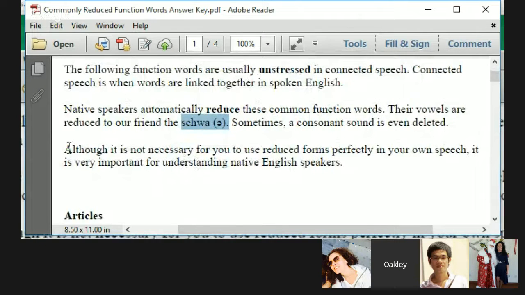Okay, this last note here before we start, although it is not necessary, strictly speaking, for you to use reduced forms perfectly in your own speech, it is very important to understand native English speakers.